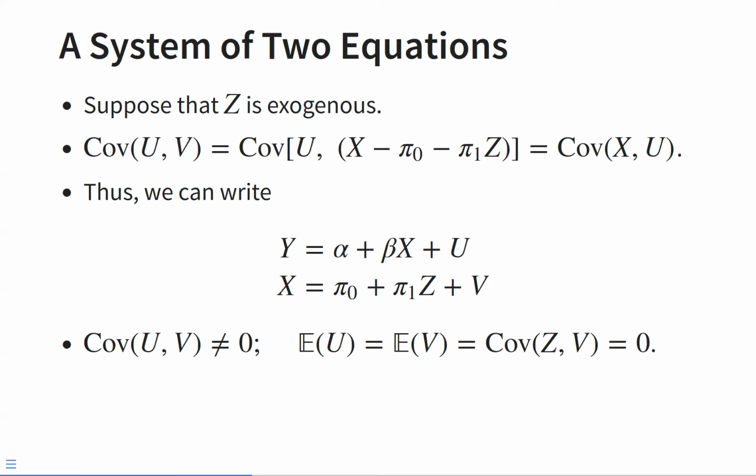Okay, so using my favorite rules for covariance, what am I going to end up with? I'll have the covariance of x with u, covariance of u with minus pi naught? Well, pi naught is a constant, so that's 0. What about the covariance between u and minus pi 1 z? Well, pi 1 is a constant.